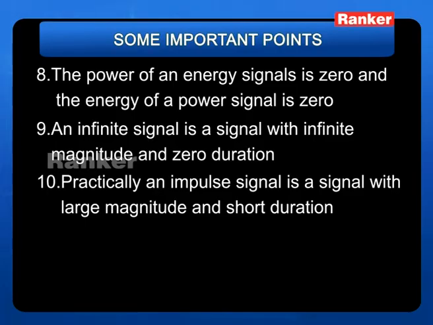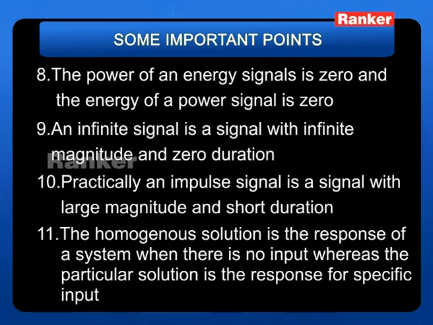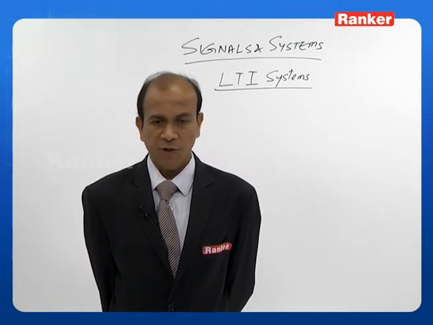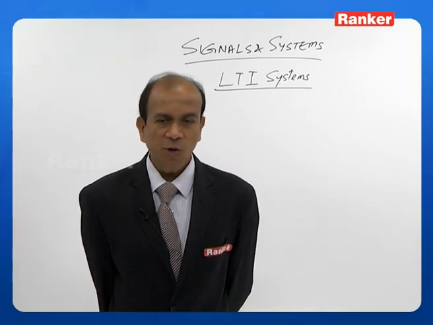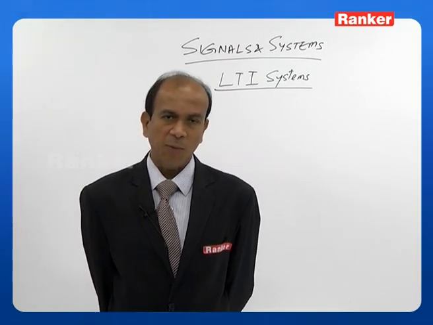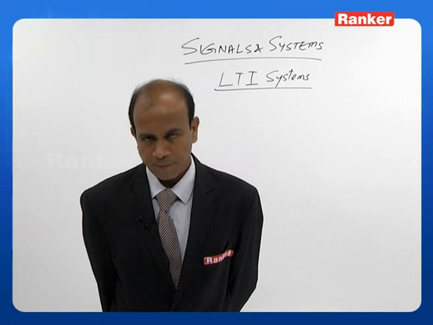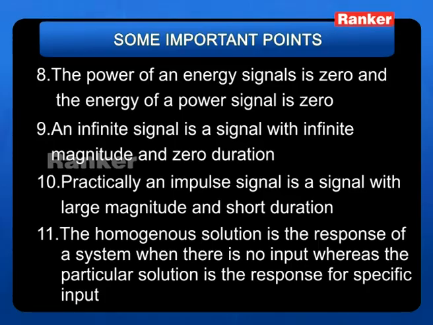Let us move on to the next point, the 11th point. The 11th point says, the homogeneous solution is a response of a system when there is no input, whereas the particular solution is a response for a specific input. When I look at a system, we talk about a homogeneous solution, or also a particular solution. The homogeneous solution gives us the response of a system when there is no input applied, whereas the particular solution is a response for a specific input. Let us summarize the 11th point again: the homogeneous solution is a response of a system when there is no input, whereas the particular solution is a response for a specific input.